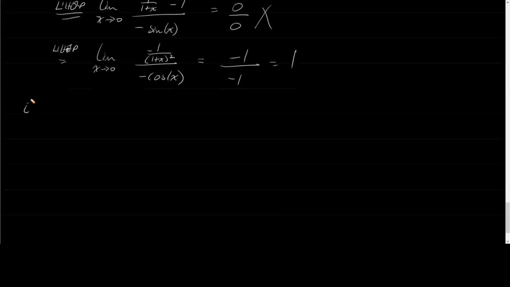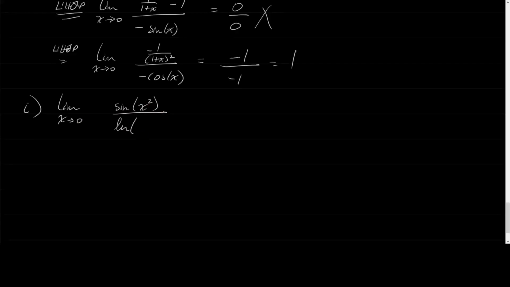I. Let's say we have the limit as x goes to 0 of sine of x squared over ln of cosine of x. Well, let's see. We're going to 0, right? 0 squared, 0. Sine of 0, 0. Cosine of 0, 1. Ln of 1, 0. So look at that. 0 over 0. So apply L'Hopital's rule, right?